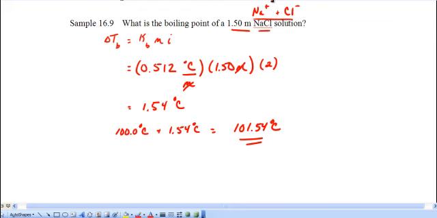All right, so given a particular molality, you should have an understanding of what the Van't Hoff factor represents. Given the boiling point or the freezing point depression constants, you should be able to calculate the change in temperatures, as well as the final temperatures for the freezing or the boiling of a particular solution. All right, that concludes Chapter 16.